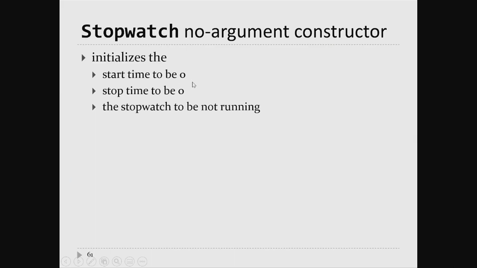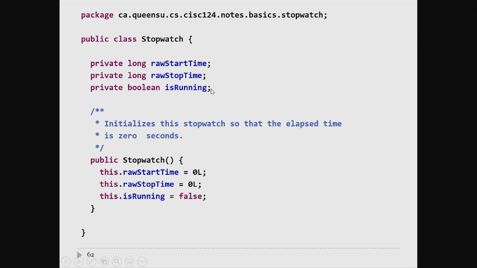Okay, so in the no argument constructor, I'm going to choose to set the start time to 0. I'm going to set the stop time to 0, and I'm going to set the stopwatch to be not running, because it doesn't make sense to create a stopwatch and have it run automatically. Right, so that's easy. We've got these 3 fields.